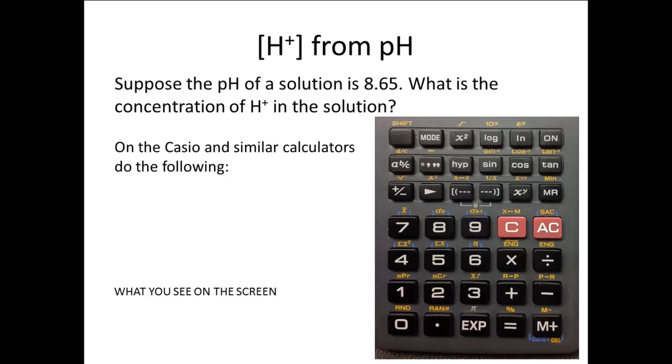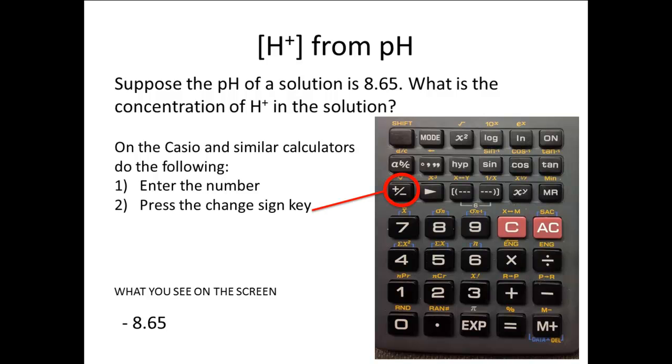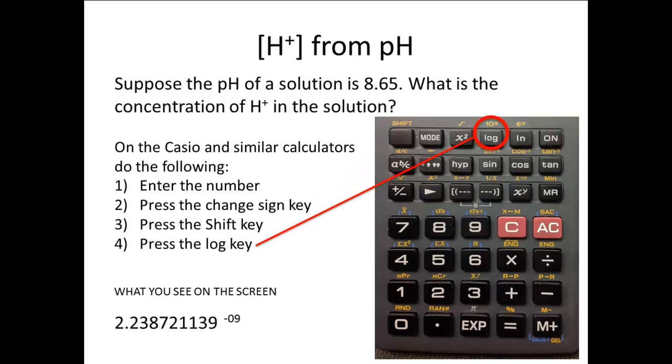On the Casio, follow this process. First, enter the number, 8.65. Press the change sign key to change to negative 8.65. Press the shift key, and then press the log key, and you will see the answer. Note that the shift of the log key is 10 to the x power.